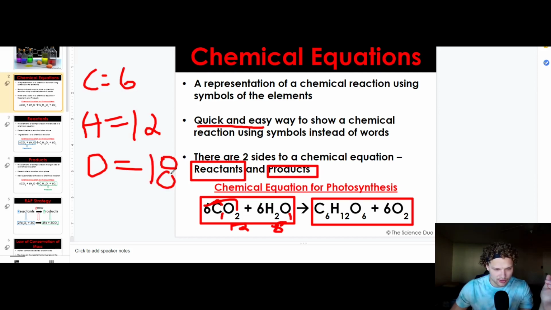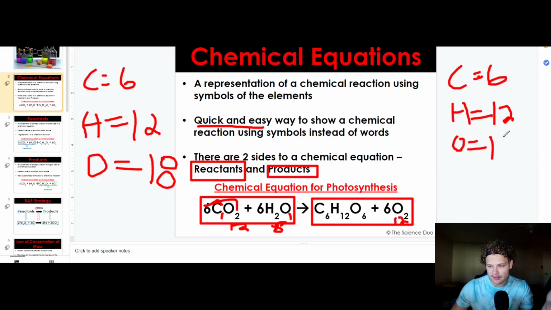Now we just have to confirm on the other side: do we have those ratios? Do we have those numbers? Again, we have our carbon, our hydrogen, and our oxygen. Carbon is equal to 6. We got 6 here. We have 12 hydrogen. That's the only place we have hydrogen, so we can put that down. And then we have 6 oxygen plus 6 times 2. 6 times 2 is going to be 12. 6 plus 12 is going to give us 18.